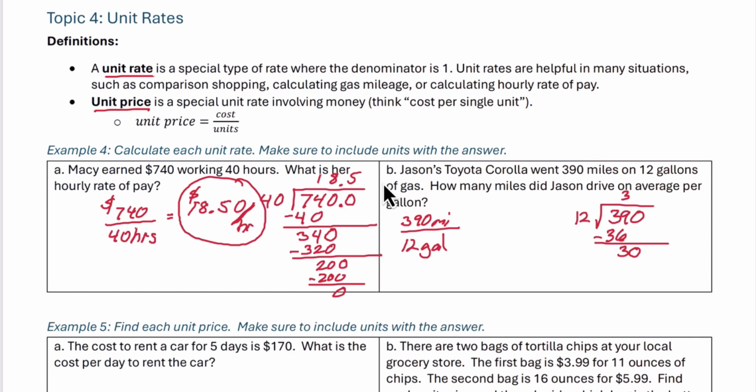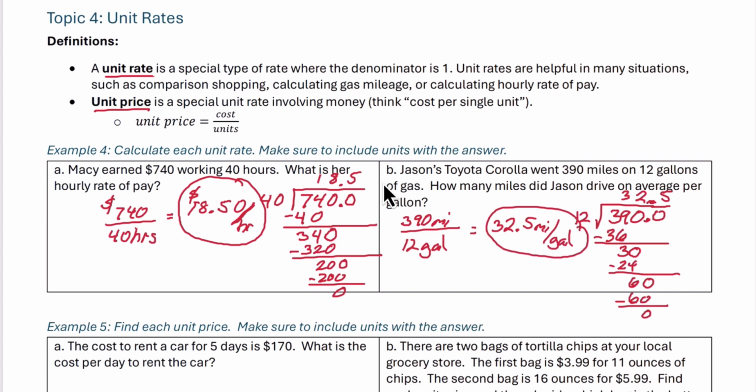12 goes into 30 2 times. 2 times 12 is 24. Subtract, we get a 6. We can add a decimal and a 0 in the dividend so that we can drop that 0 down. Now 12 goes into 60 5 times. 5 times 12 is 60. Subtract, and we get a 0. So in this case, when we simplify this, we get 32.5, and that is miles per gallon. Notice again the denominator is 1. It's 32.5 miles per gallon.